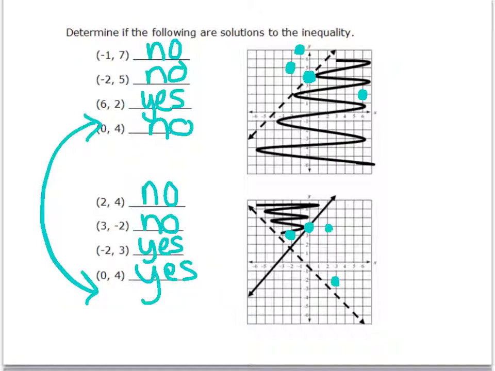Notice the difference between these two. Both of them are 0, 4, and one's on a solid line and one's on a dotted line. The solid line is a solution. The dotted line is not a solution. And then we just have some practice with questions.